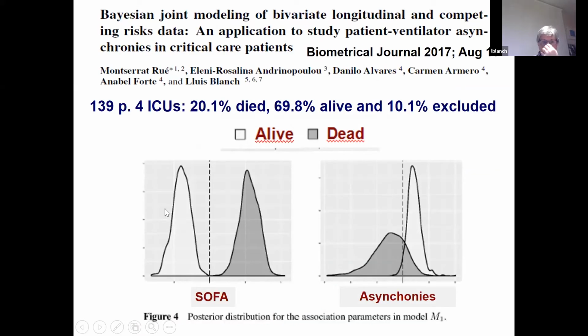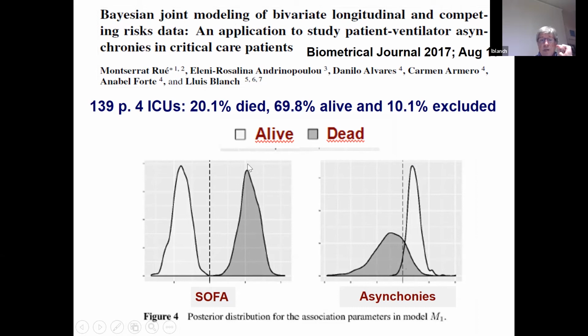We performed an analysis here in 139 patients, and we compared the effect of asynchronies on outcome, and we also recorded SOFA. We used a kind of Bayesian joint model, a kind of advanced statistical analysis. And interestingly, we see that asynchronies were not associated with mortality; it seems that they were associated, in that case, with survival. So this seems a contradiction, but it's not.